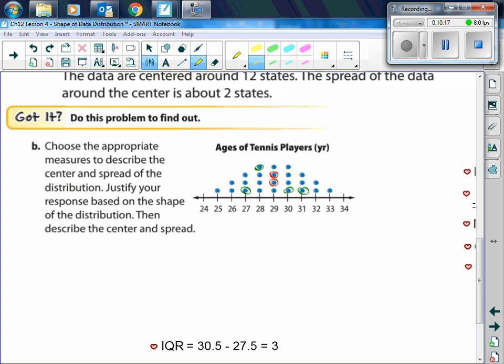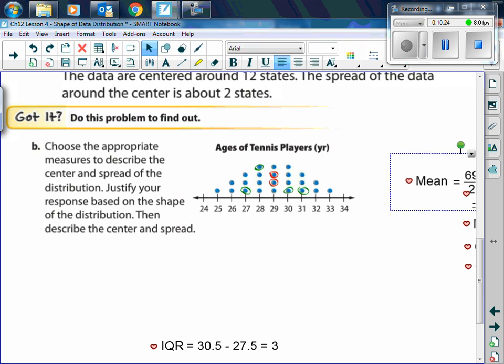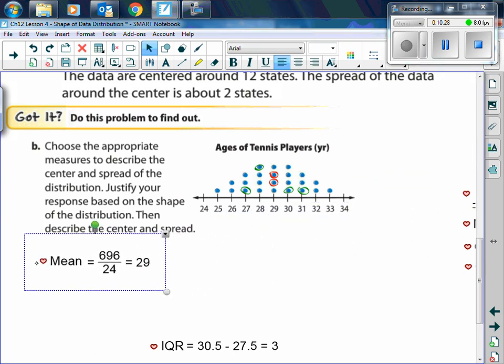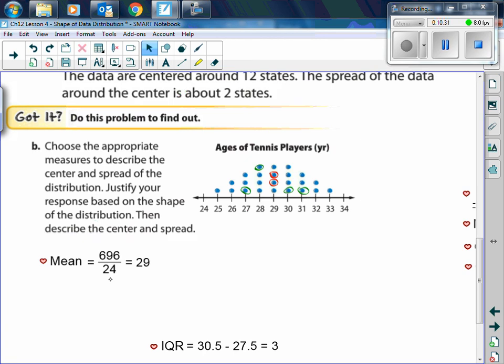The first thing we want to do is find our mean. With a dot plot, we can add up all the data. Remember, that's going to be 25 plus 26 times 2 and 27 times 2, and we'll add those all together. We get 696, and there are 24 pieces of data, so we divide by 24 and get 29.